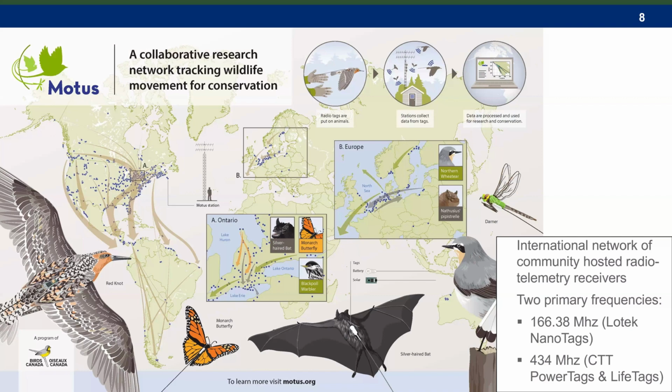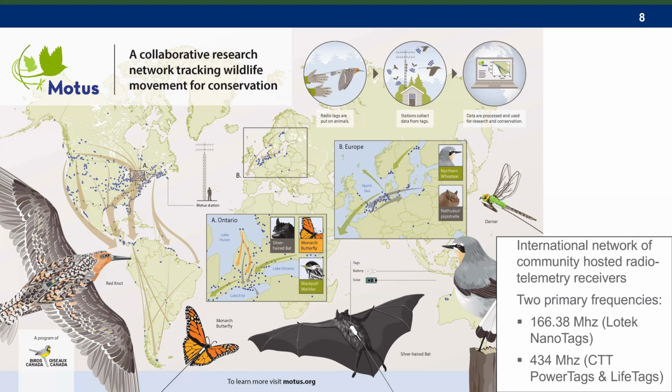So, as most of you probably know, the MOTUS Wildlife Tracking System is a collaborative international network of community-hosted radio telemetry receivers and wildlife researchers that are designed to address a bunch of different types of animal movement questions. There are basically two types of frequencies on the network in the Western Hemisphere: the 166.38 megahertz Lotek Nanotags and the 434 megahertz CTT PowerTags and LifeTags.